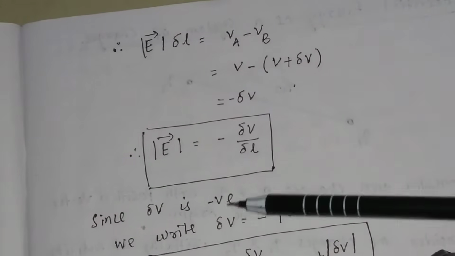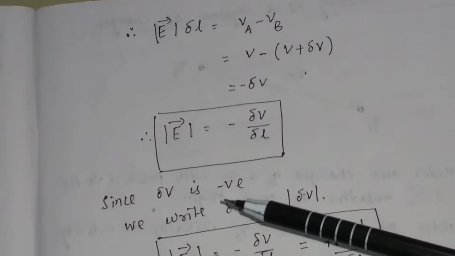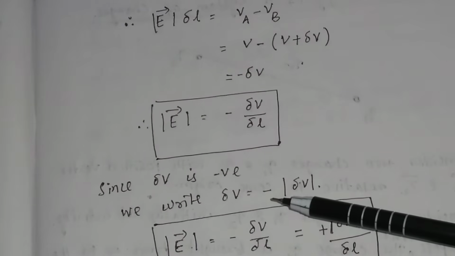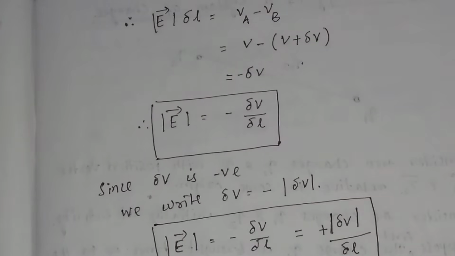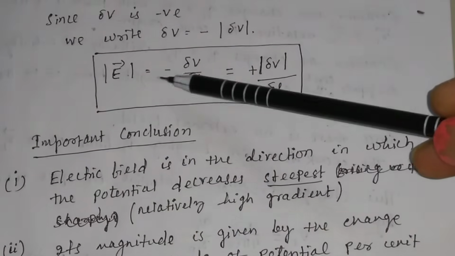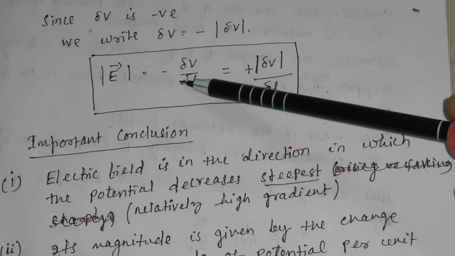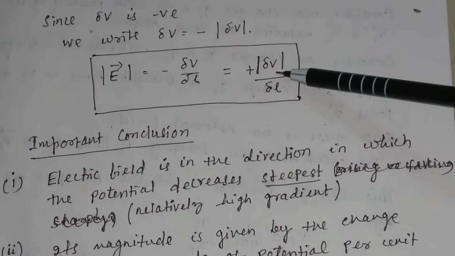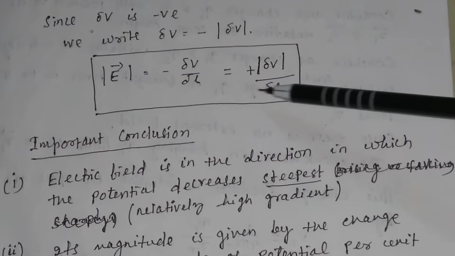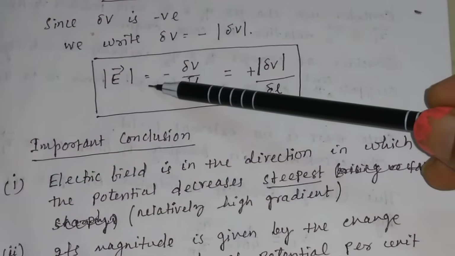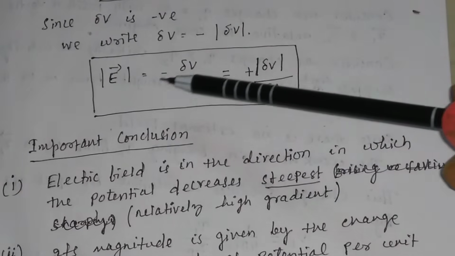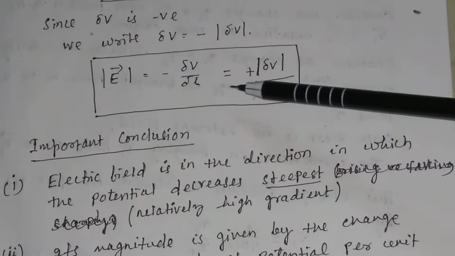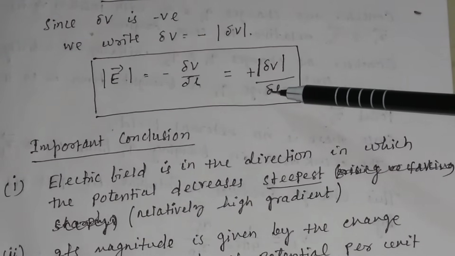Since delta V is negative, the change in potential is negative, we write delta V equal to minus of the magnitude of delta V. So remember, the magnitude of the field is equal to minus delta V by delta L, which is equal to the magnitude of delta V divided by delta L. You have to remember this relation between electric field and potential.